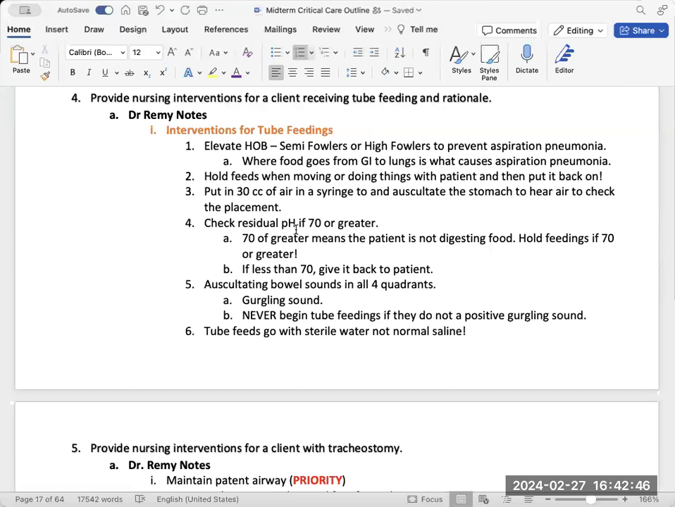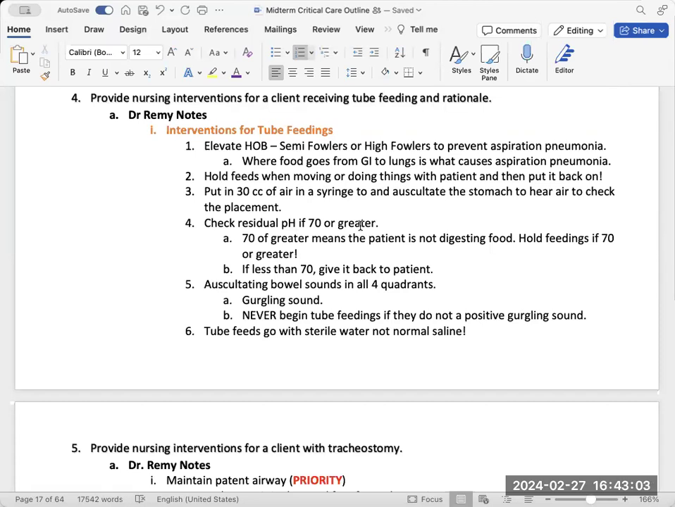She also said before we start feeds, we need to auscultate all 4 quadrants, starting with the right lower and going up. So then to the right upper, left lower. Okay, we want to make sure we hear gurgling sounds. If there's no gurgling sounds, we're not going to give it.